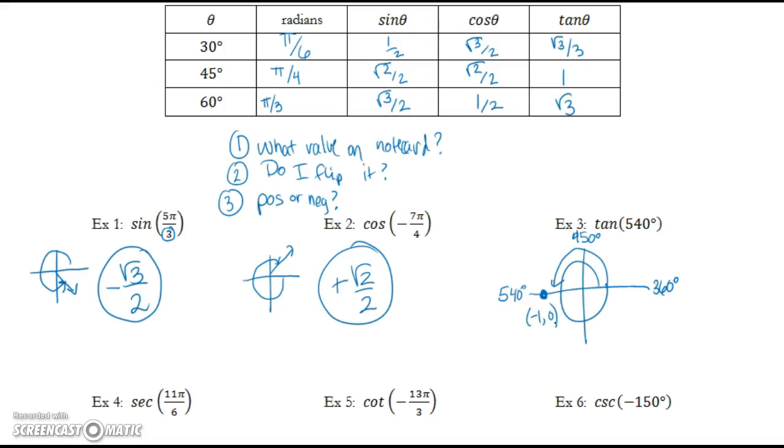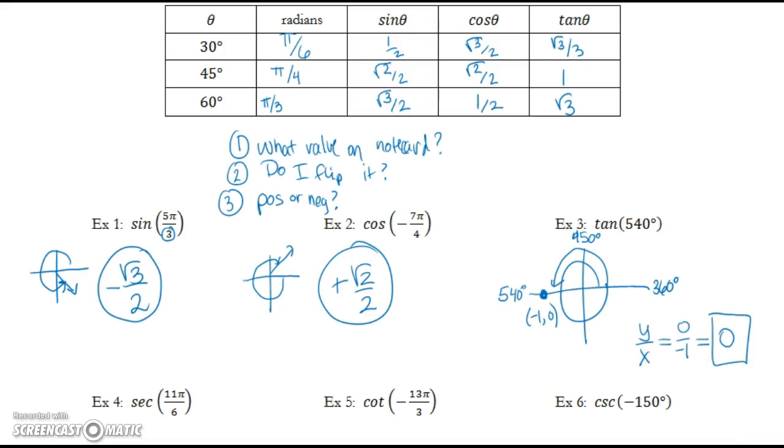On the unit circle, the coordinates for that point are -1, 0. And now let's use a definition for tangent. Tangent is defined as y over x. So if we take our y value of 0 and divide by our x value of -1, 0 divided by -1 is actually 0. And so the tangent of 540 degrees is 0.